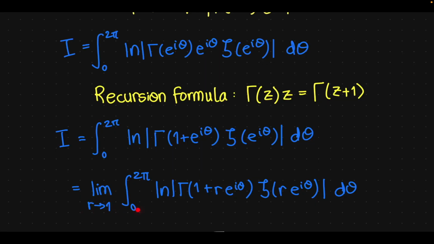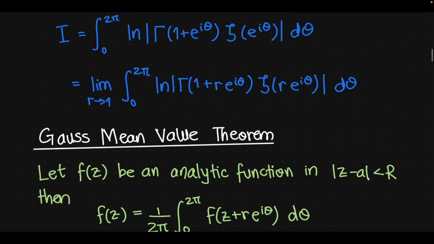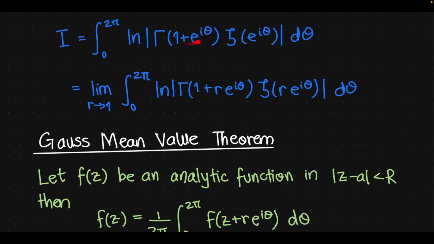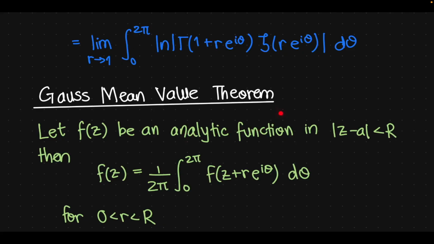So limit r goes to 1, integral 0 to 2 pi ln absolute value gamma 1 plus r e to the i theta times zeta of r e to the i theta d theta. Why does this help? Why did we introduce parameter r? This might seem like an extra step, a hurdle in our way, but we have this Gauss Mean Value Theorem, which requires the integrand to be of this polar form.